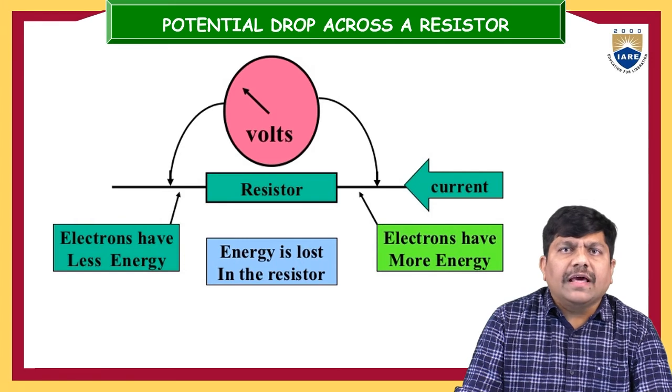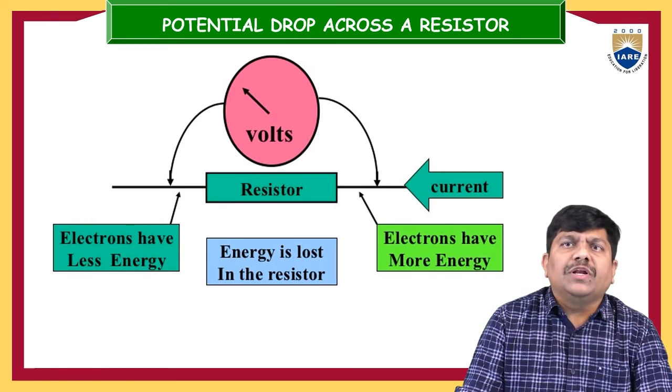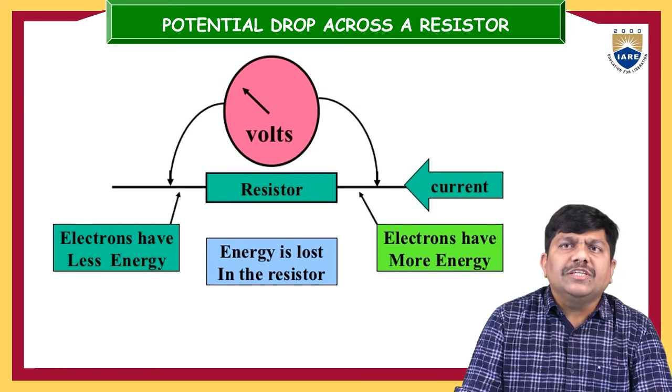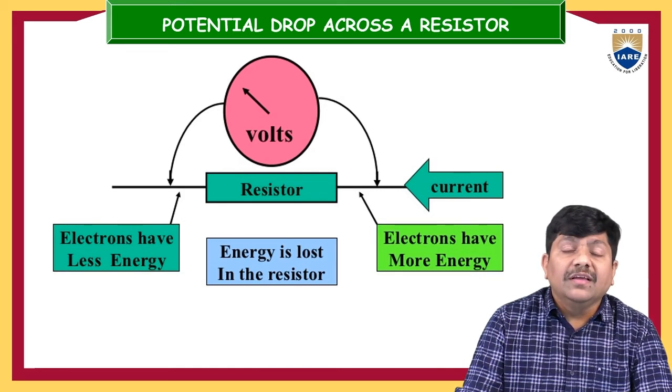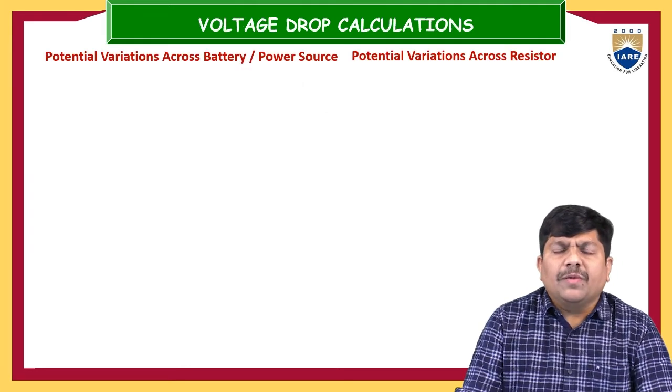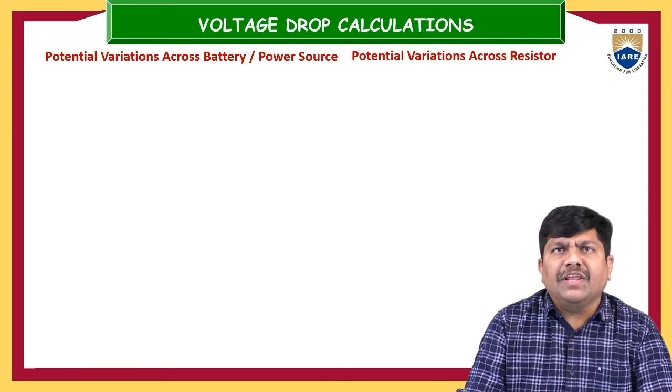Then in the same manner, potential drop across the resistor. Whenever current is entering into a resistor, there will be a drop, so finally the voltage will be decreased. The decrease in the voltage is called a voltage drop. That is nothing but energy lost in the resistor, because of free charge particle collisions in the conductor or material. Voltage drop calculation: see here, the sign polarity of that voltage drop is very, very important.